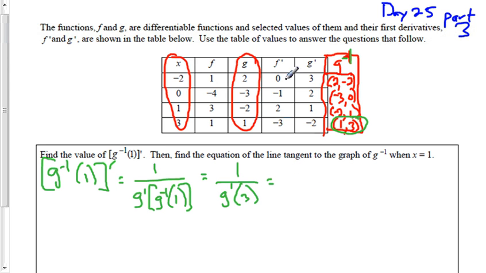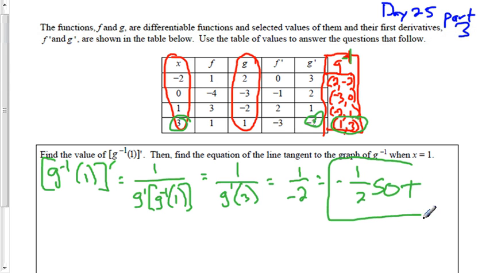And now, let's come up here. When x is 3, what is the value of the derivative? That's going to be -2. Again, that's the x value. Okay, so what did I just find? I just found out that -1/2 is the slope of the tangent line.